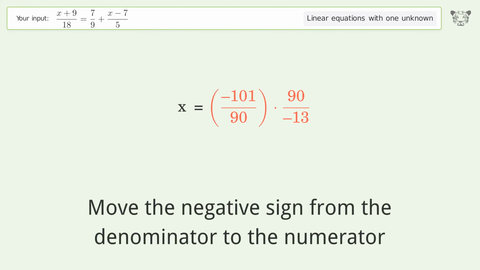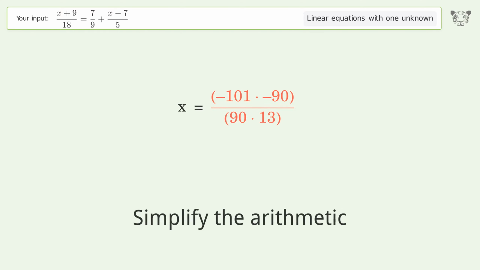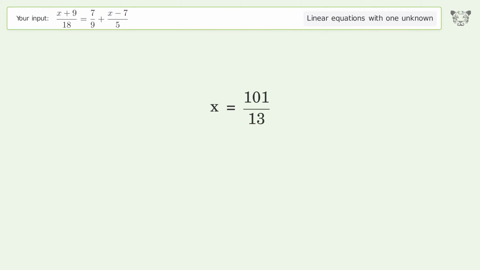Move the negative sign from the denominator to the numerator. Multiply the fractions. Simplify the arithmetic. And so the final result is x equals 101/13.